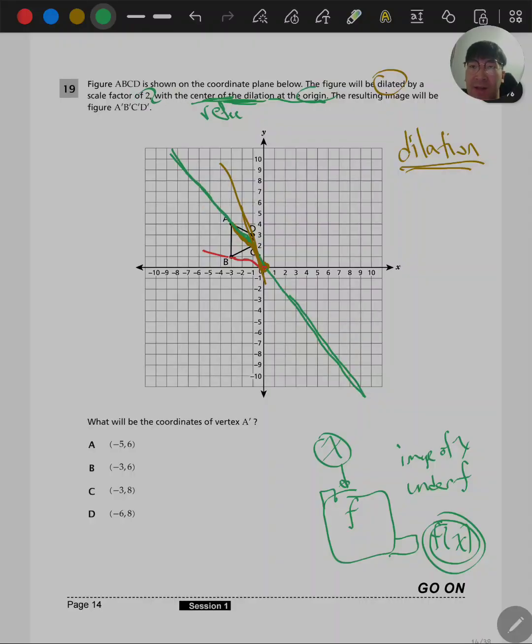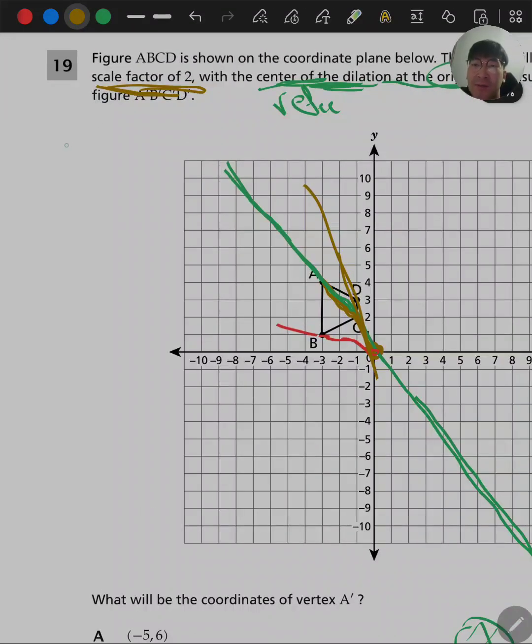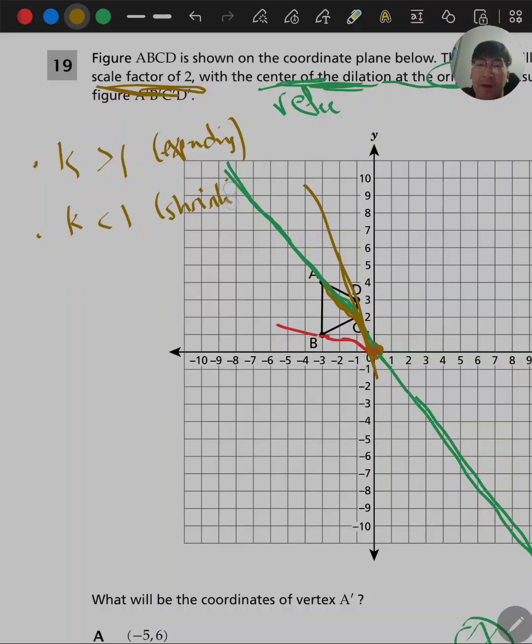Well, when you're dilating by a scale factor of 2, okay, this is also very important, scale factor of 2, sometimes they call the scale factor K. When you have a scale factor K that's bigger than 1, this means you are expanding, okay? So you're making the picture bigger, and it's still going to keep its parts in proportion. If K is less than 1, this is a shrink, okay? And if K is equal to 1, then nothing happens, okay? So this is like neutral, okay?